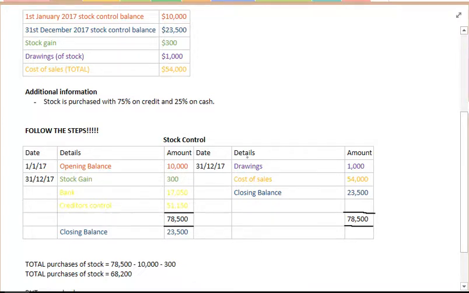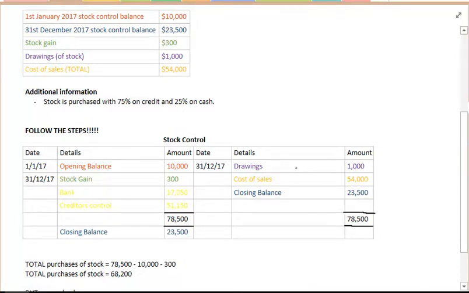Next item is drawings of stock. Drawings of stock is when the owner takes the stock home for personal use. Decreases the owner's equity figure, so therefore it's going to decrease our stock control. So in purple, the drawings of stock has come out on the credit side.